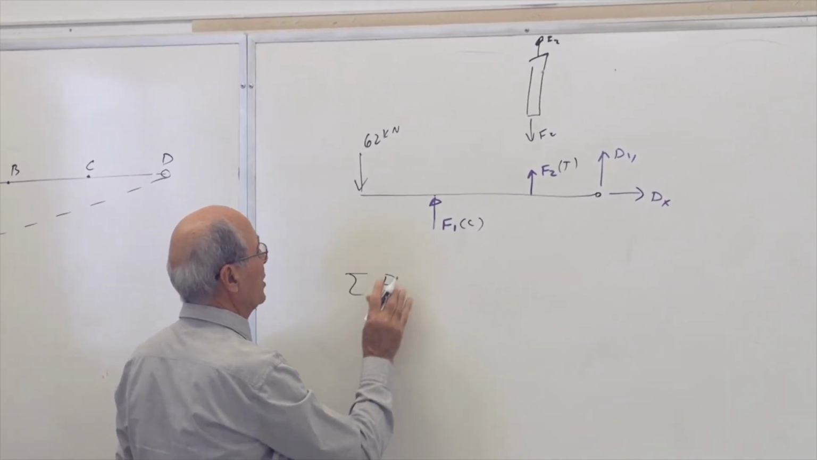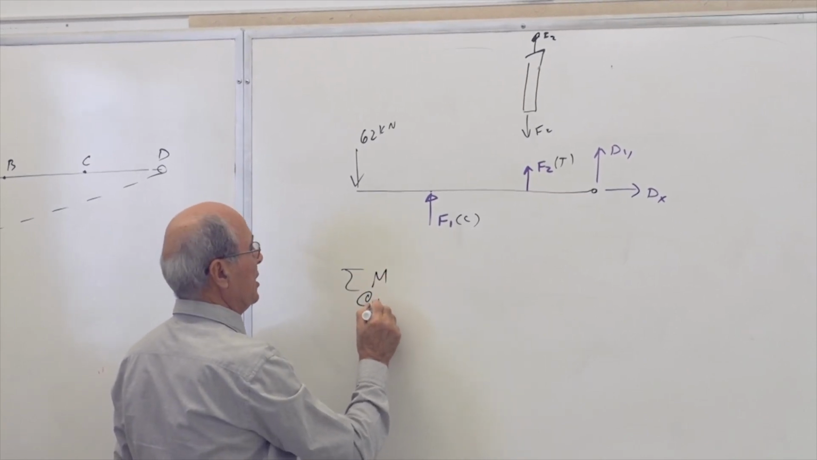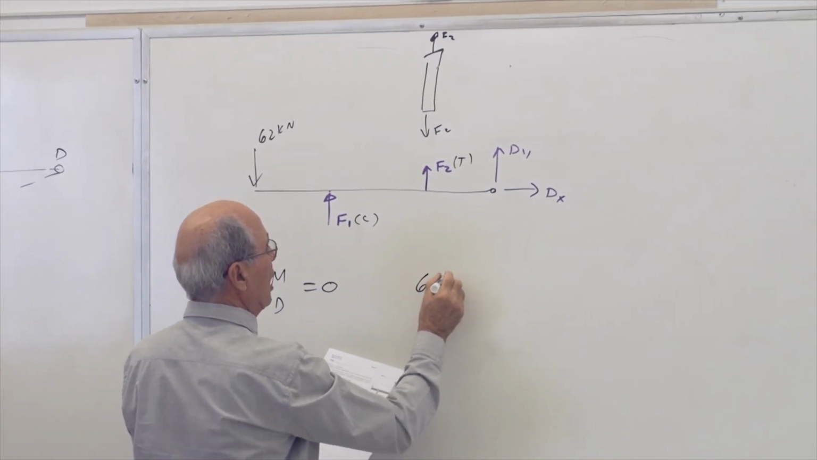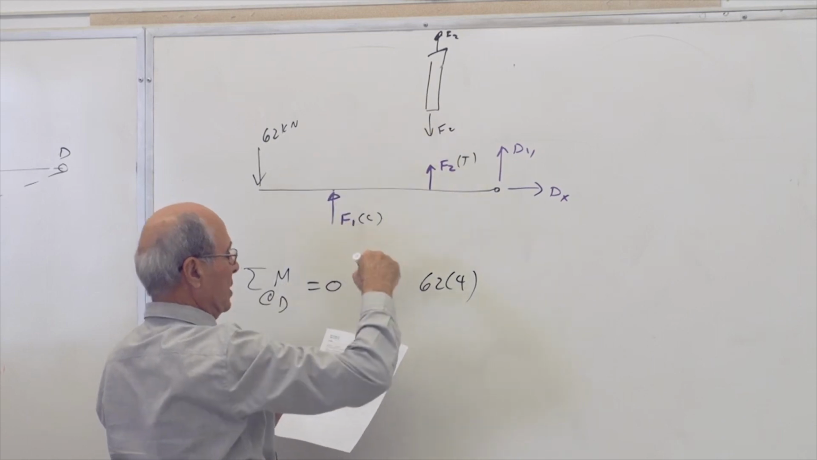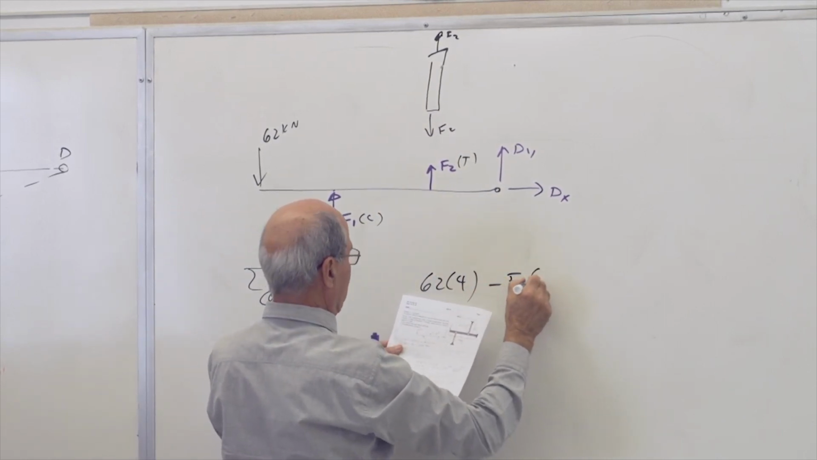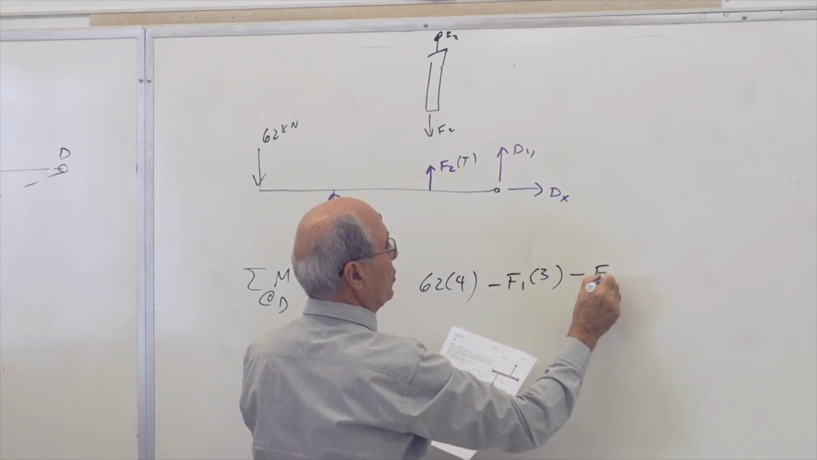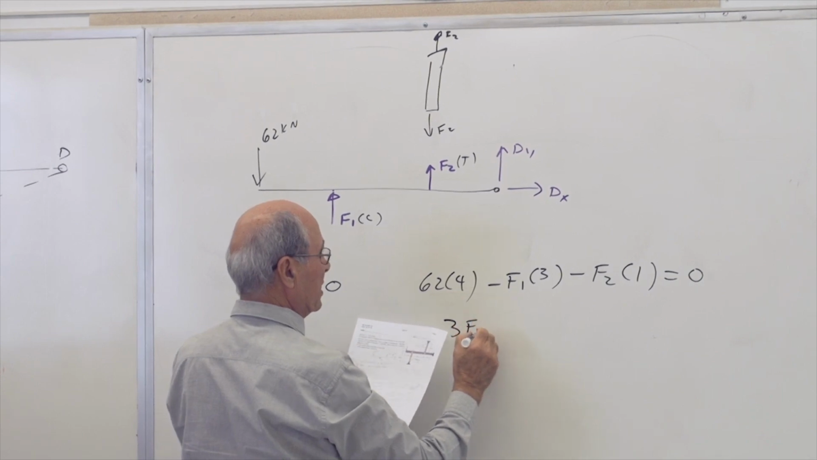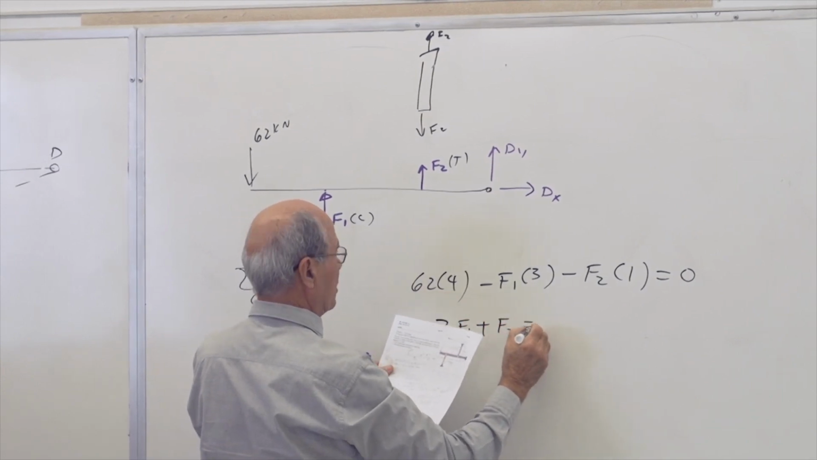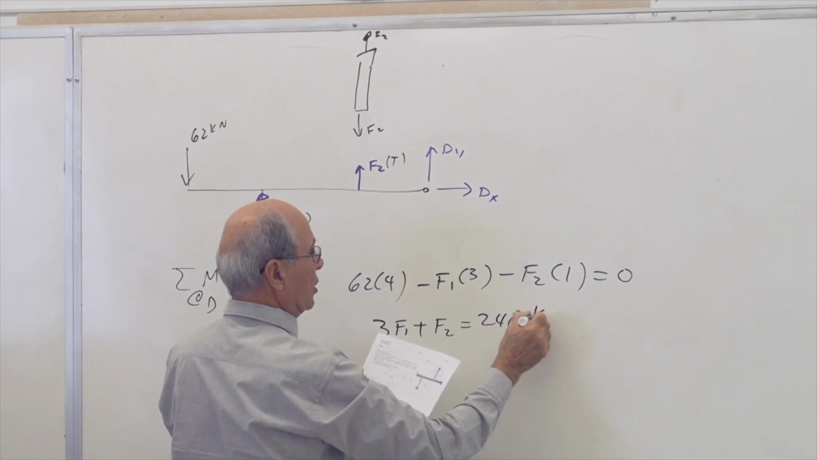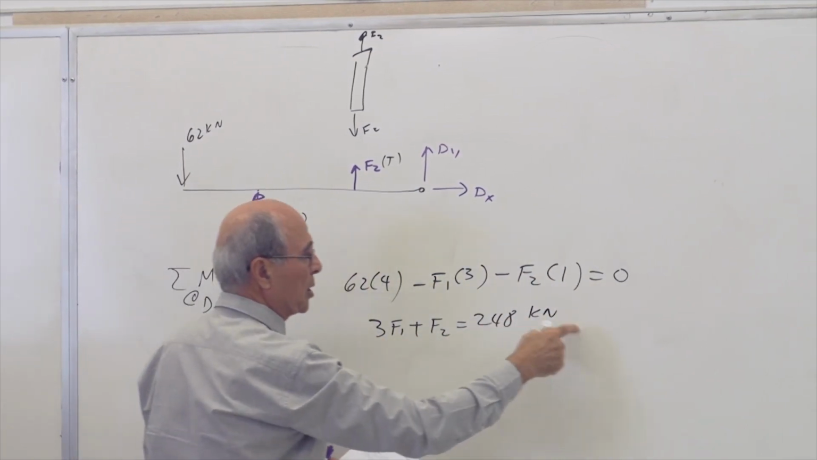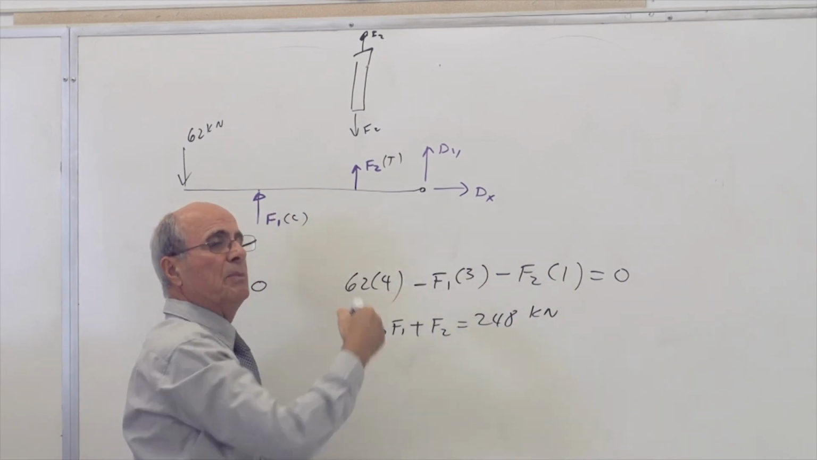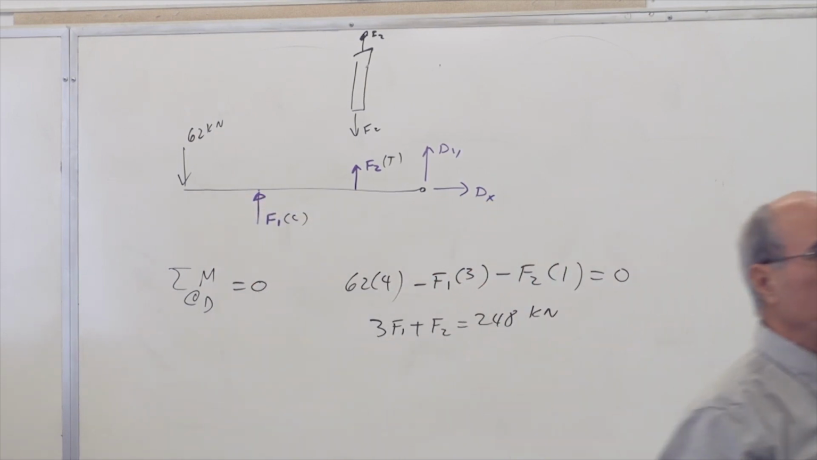The procedure is the following. Sigma M at D equal to 0. Which gives you 62. It's very simple. You set 62 times 4 meter going this way, which is positive, minus F1 times 3 meter, minus F2 times 1 meter equal to 0. It could not be any simpler than that: 3F1 plus F2 becomes equal to 248 kilonewton, because meter and meter drops out. Some people put here kilonewton meter, which is still correct technically, but meter drops out from both sides. Is that understood?